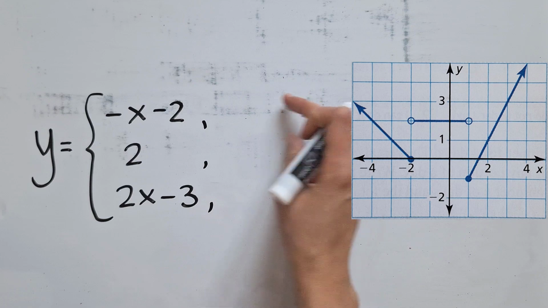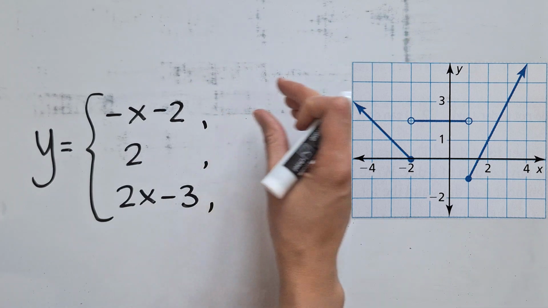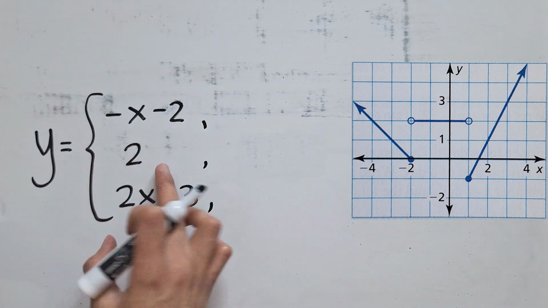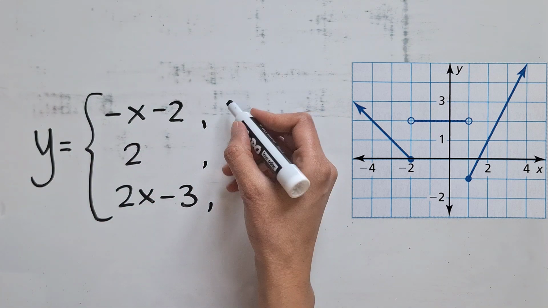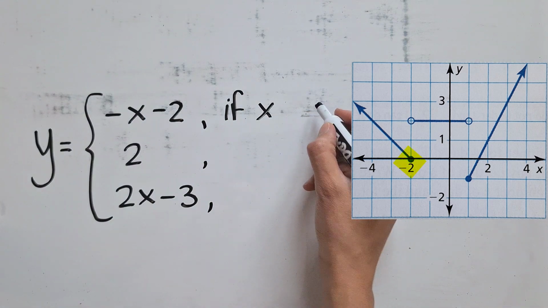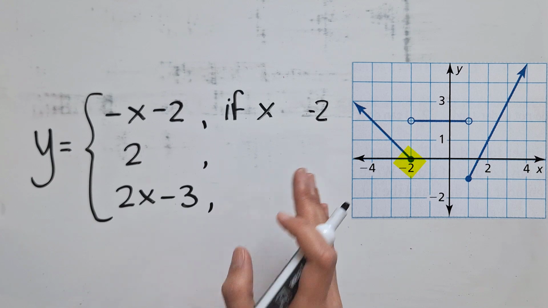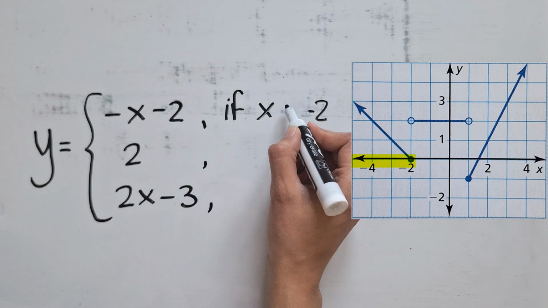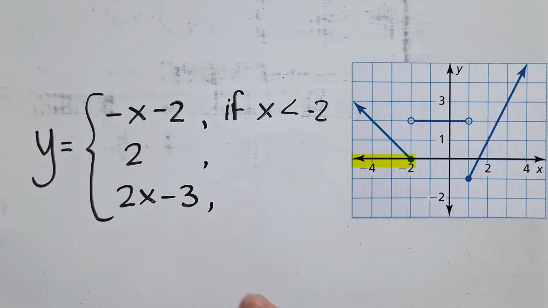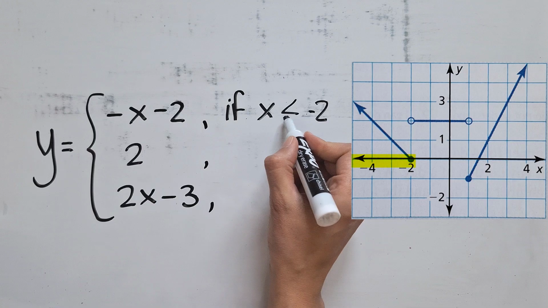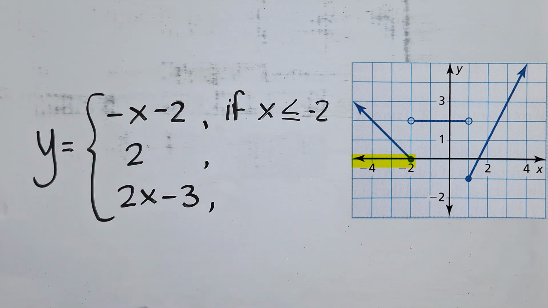Remember that we have to write the little categories, which part of the domain is going to be used in this equation and in this equation and in this equation. In the first one, we're going to write if x, -2 is the limit, and all the numbers that are being used are less than -2. You see that they are on the left of -2, so that means that x is less than -2. Now, that little point is closed, so that means that the -2 belongs to that part of the line.